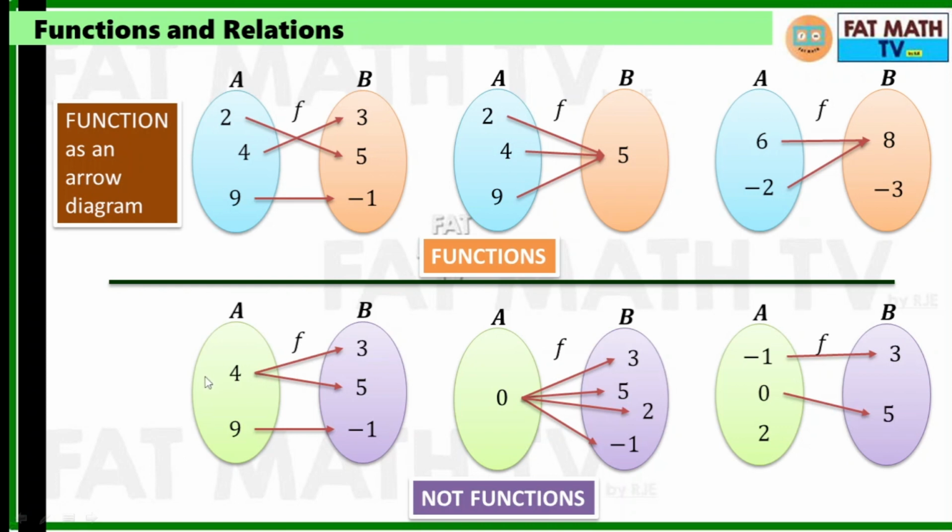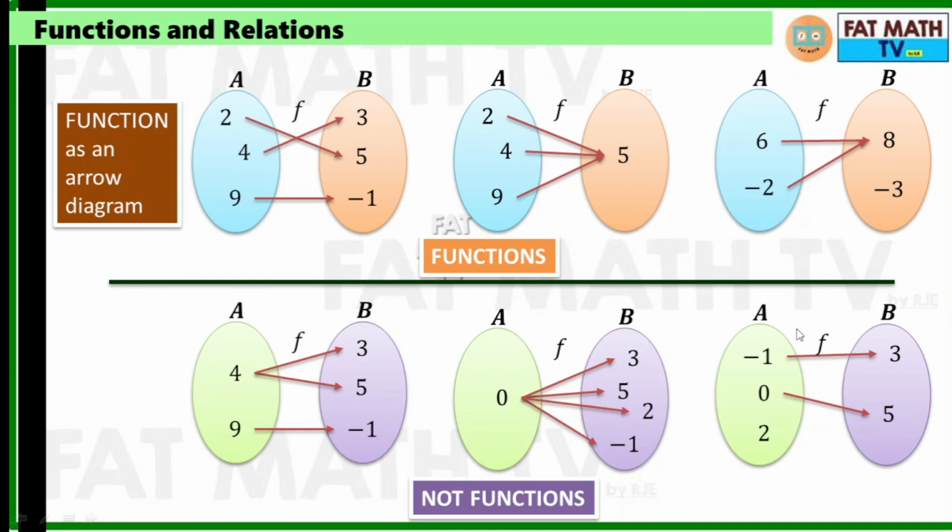Okay, we have here examples of non-functions. The first one here is we have 4 being paired to both 3 and 5. As you can see, 4 in the first set, or in the domain, is paired to 3 and at the same time it is paired to 5. Therefore, this relation is not a function. Same with the second one here. 0 is paired to 3, 0 is paired to 5, 0 is paired to 2, and 0 is also paired to negative 1. So you are pairing 0 to 4 different values, which violates the definition or the condition of a relation to be a function. So this is also not a function.